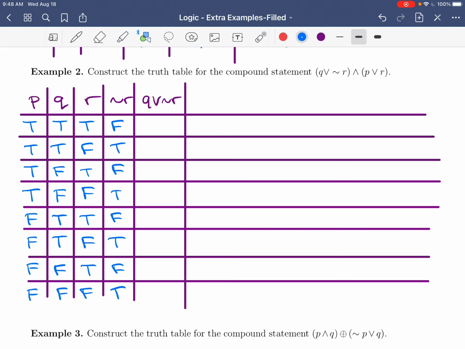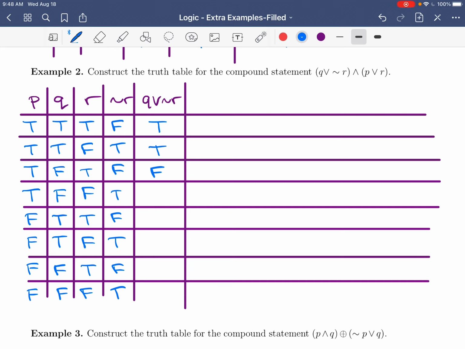Okay, so Q or not R, I need at least one of them to be true. So here, Q is true, so that's enough. Here they're both true, so that's a true. In row 3, they're both false. Okay, so that's a false.